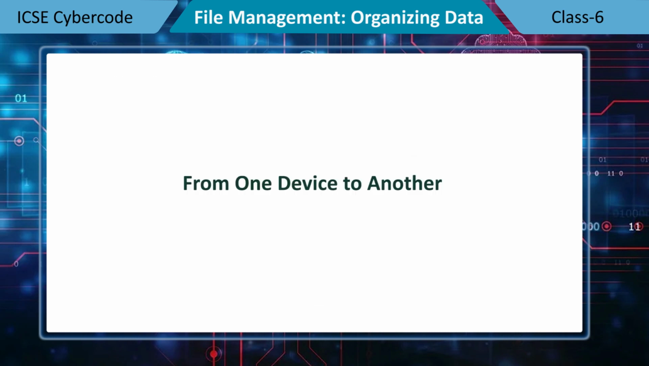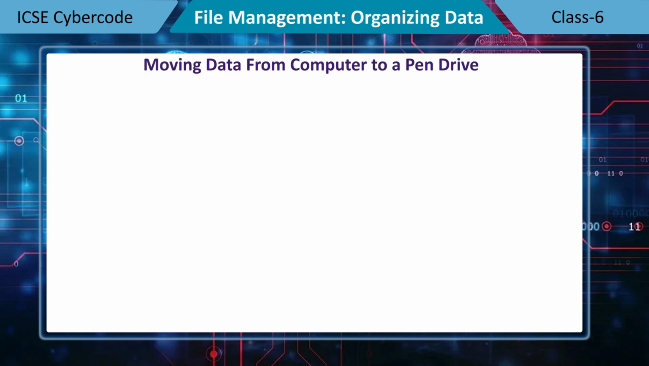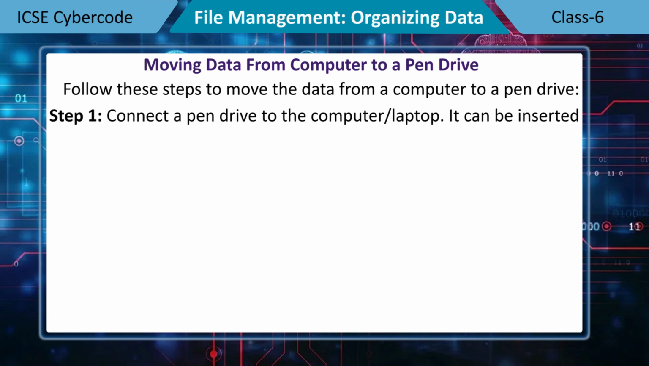From one device to another. Files and folders can be moved from one computer to another device such as a pen drive, external drive, etc. Moving data from computer to a pen drive. Follow these steps to move the data from a computer to a pen drive. Step 1. Connect a pen drive to the computer or laptop. It can be inserted in the USB port.